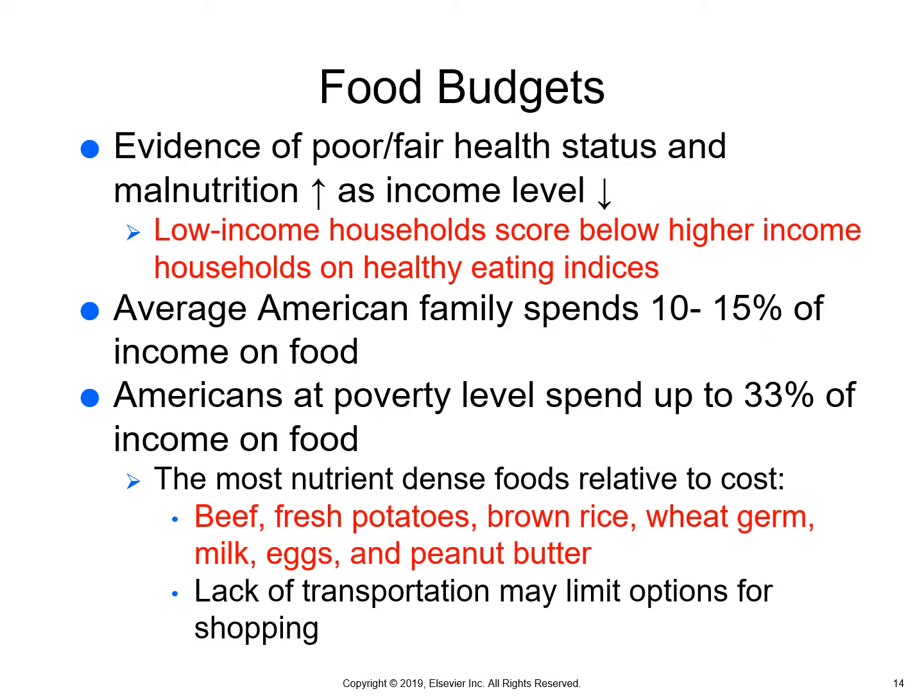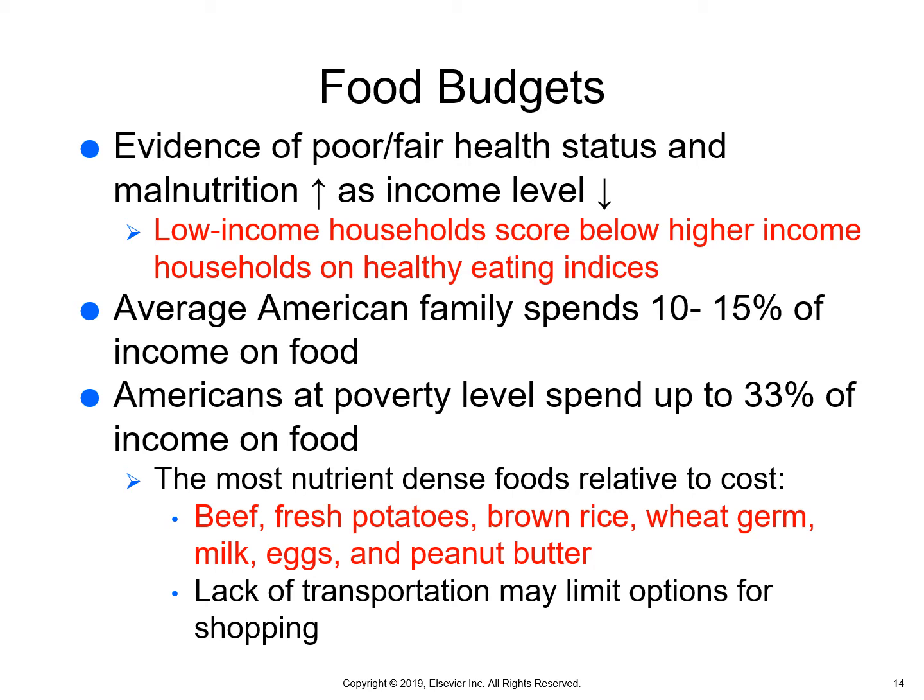Food budgets is something to think about too when we're counseling patients with nutrition. The evidence of poor or fair health status and malnutrition increases as income level decreases. So low-income households score below higher income households on healthy eating, and some of that is just flat cost. The average American family spends 10 to 15% of their income on food. Americans at the poverty level spend up to 33% of their income on food.